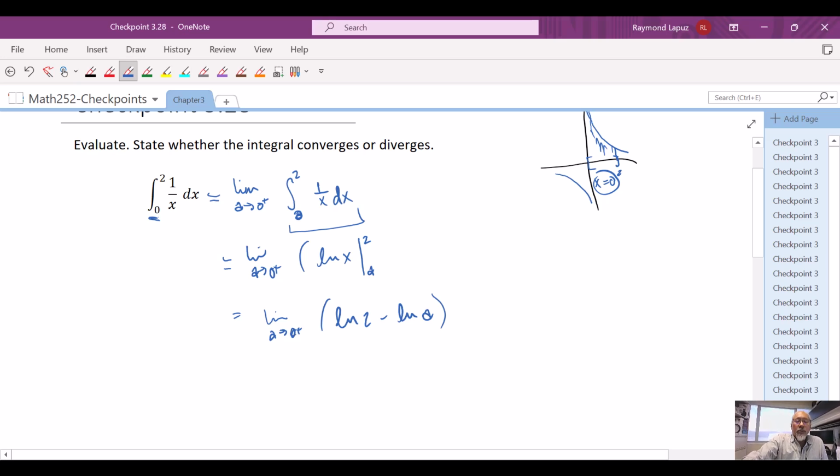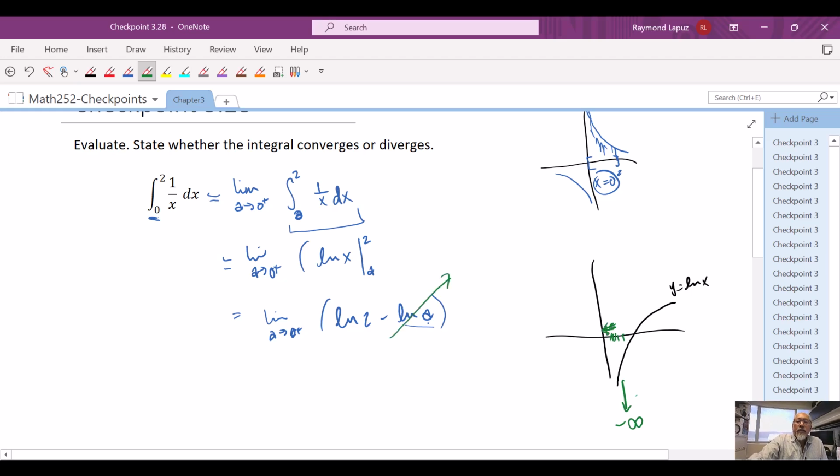What we're going to do is figure out what happens as a goes to 0, what happens to ln of a. So the graph of y equals ln x looks like this. And as some value of a gets closer and closer to 0, this thing goes down to negative infinity. So this will approach negative infinity as a approaches 0.